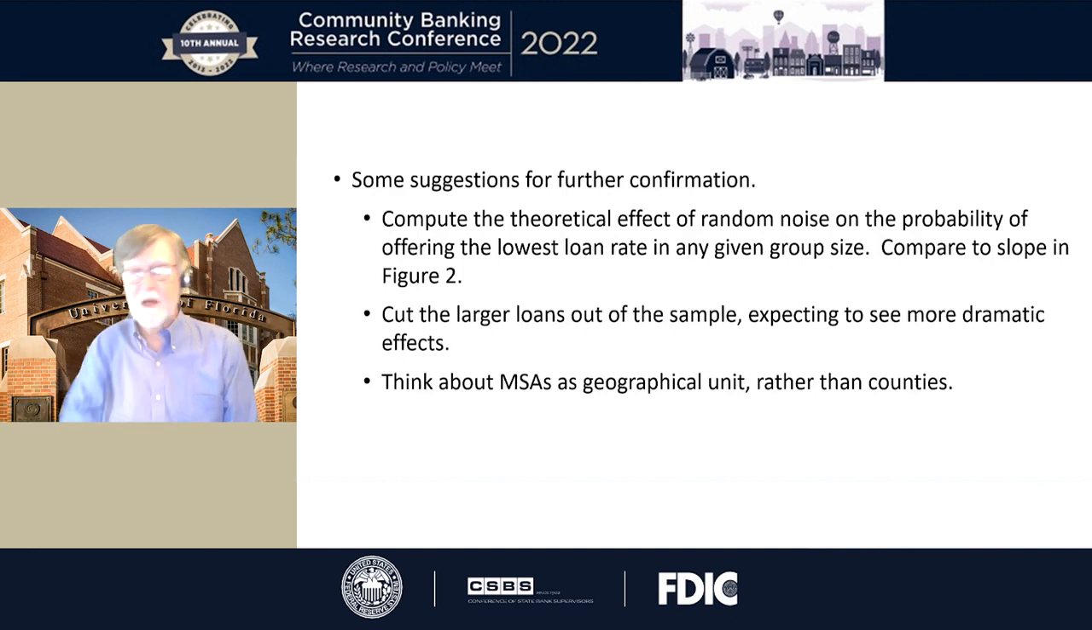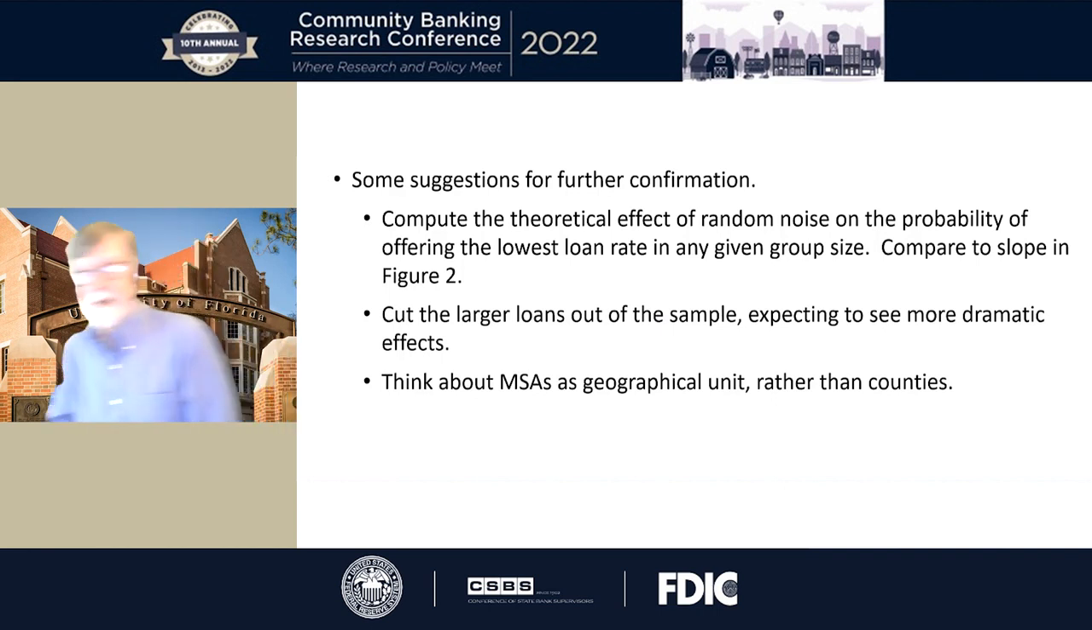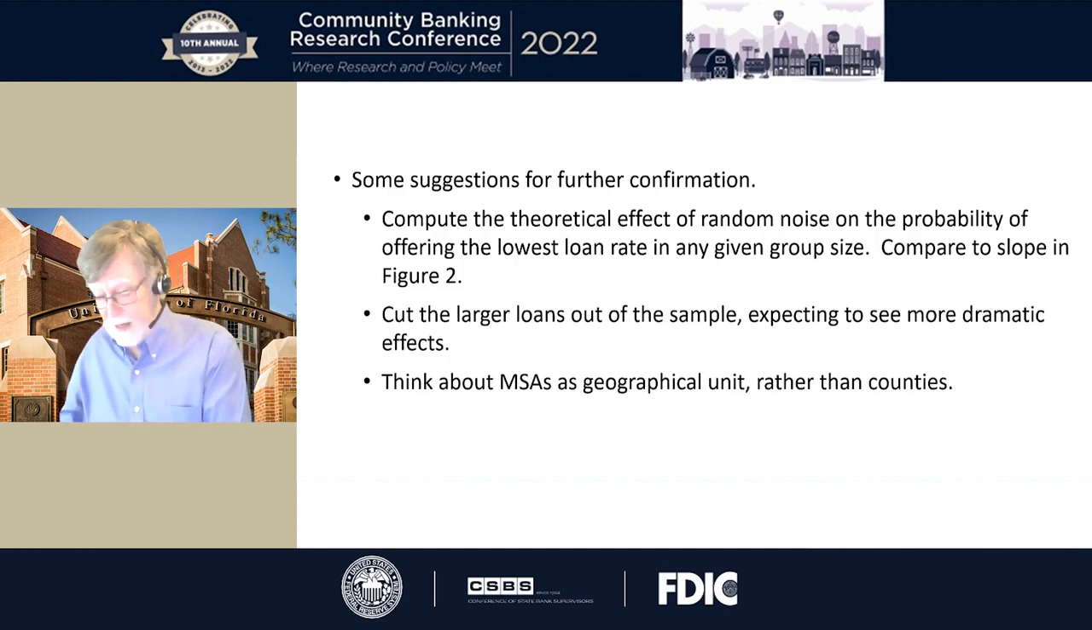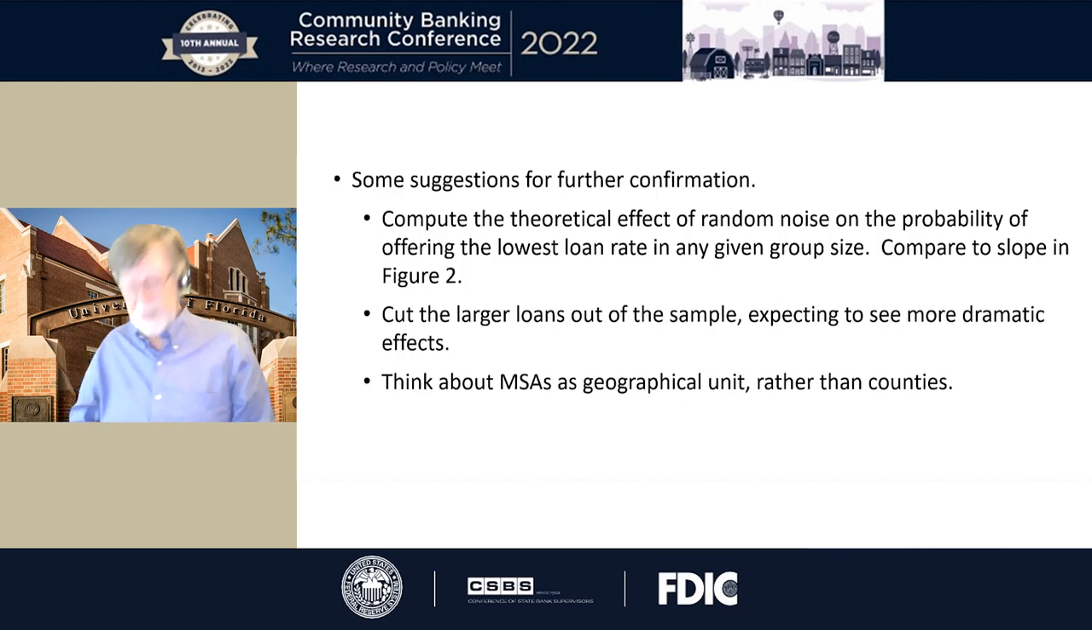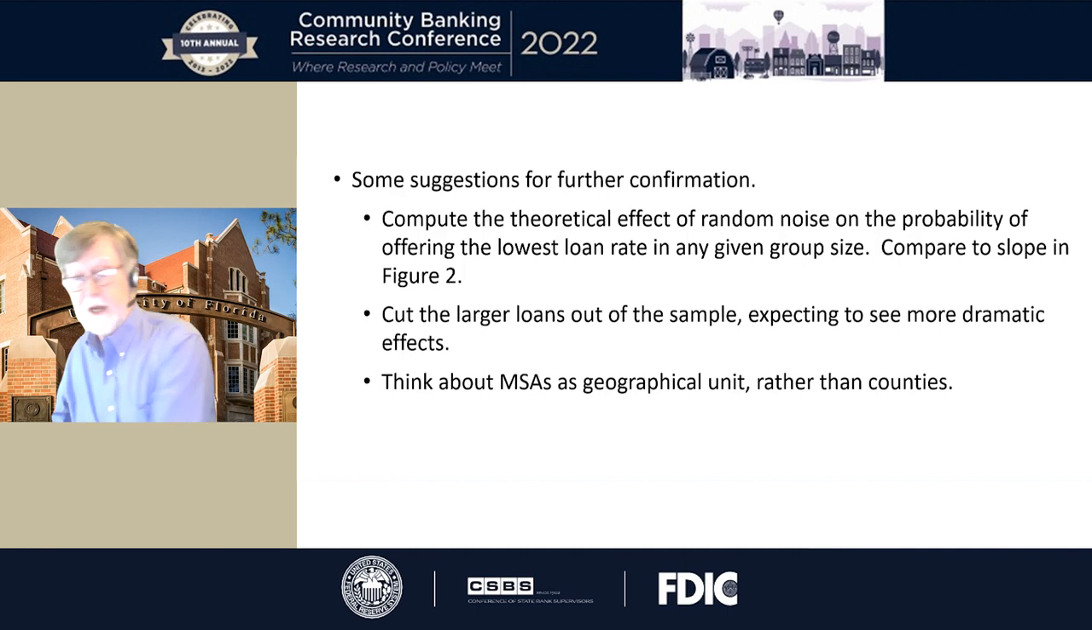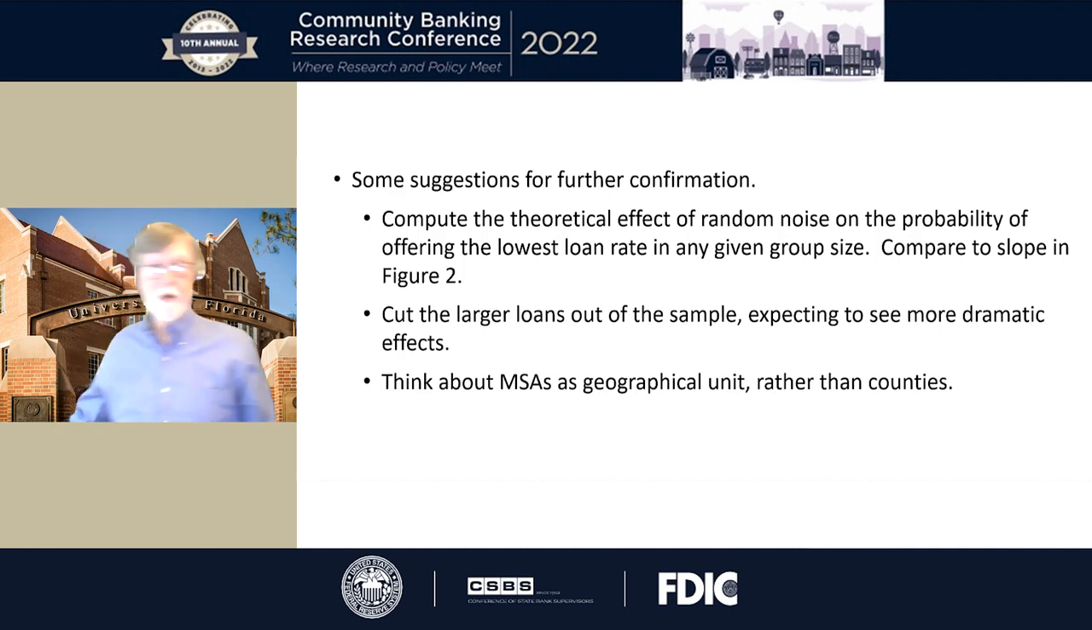So this is an order statistics kind of problem, and I don't know how to do it, but it's well known. And I think it would be nice to look at a variant of figure 2 and ask how the terms of the loan would vary with the number of applicants. Quickly, I think you might cut the larger loans out of the sample, see if it's more dramatic. And then last, you might think about using an MSA, metropolitan statistical area, instead of a county as the geographic unit. Okay, last page.